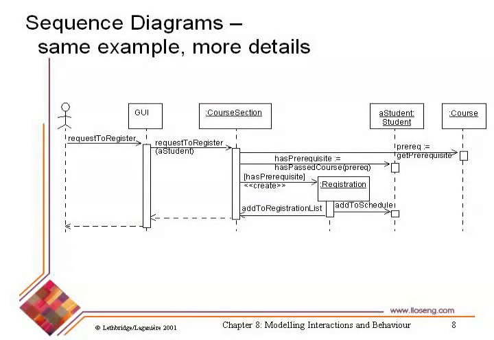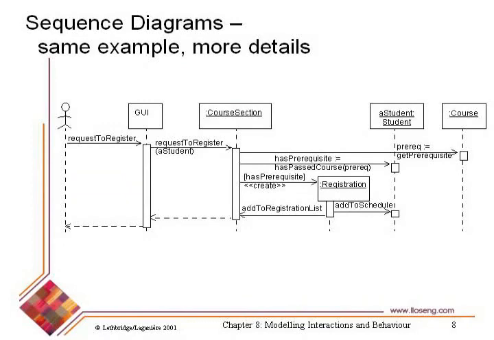Okay. We see an assignment: has prerequisite gets assigned to has passed course, with an argument. So we can see that the return value of a certain call can be assigned to a variable. So when I send this message from course section to the student, the result is returned in this has prerequisite variable that I can then use.